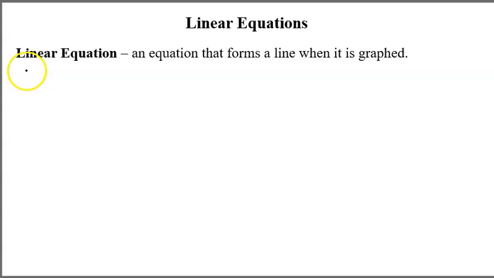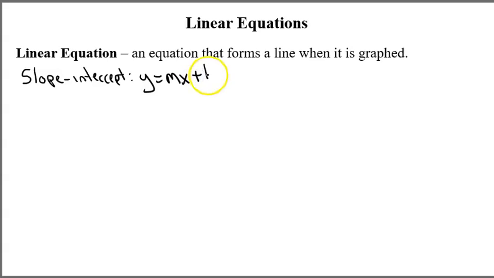show a line. So the first form is probably the most common one that we all know. It's called slope-intercept form. Okay, and that is an equation in the form y equals mx plus b.